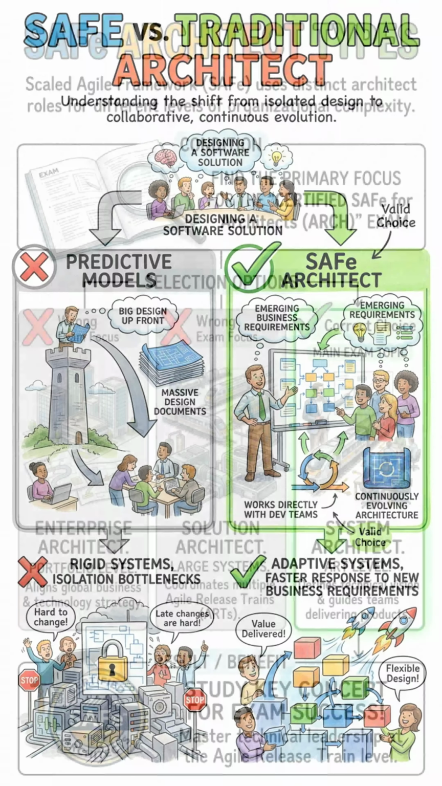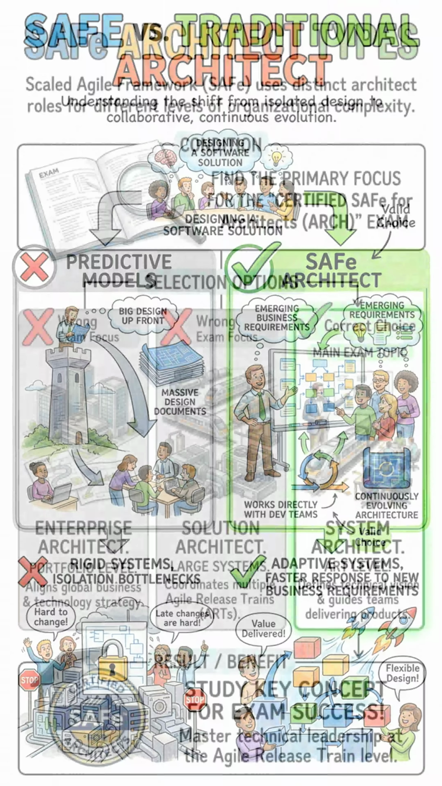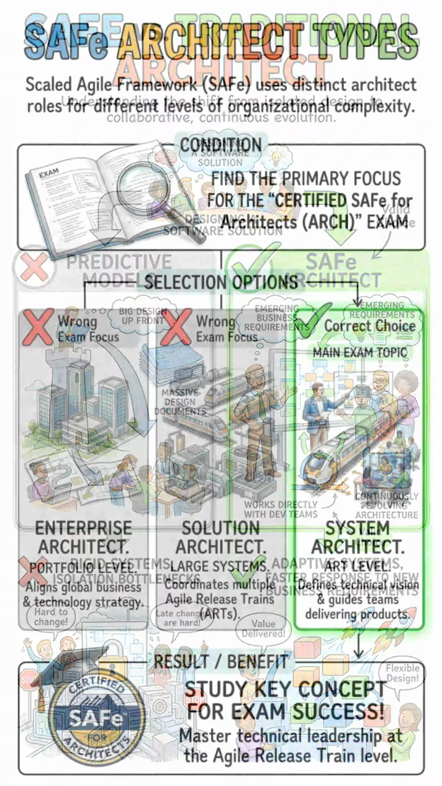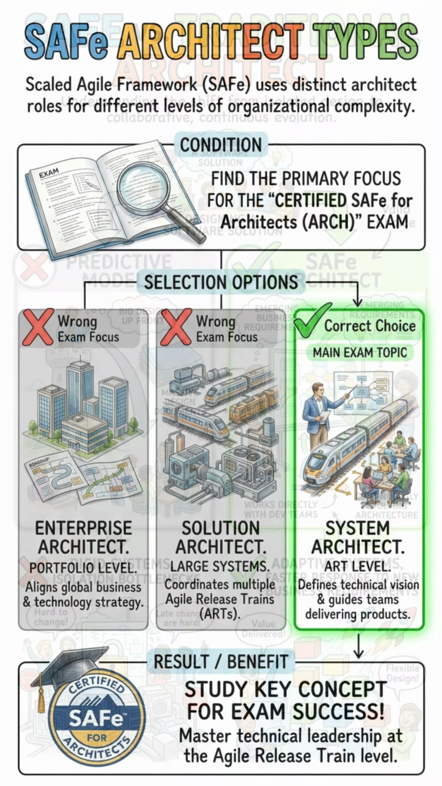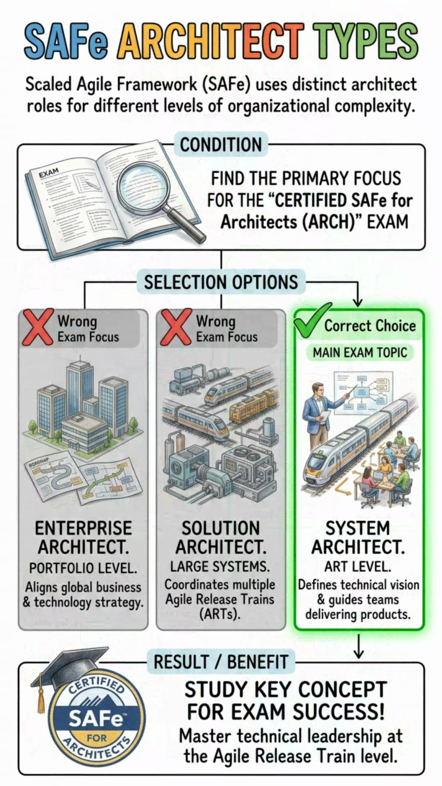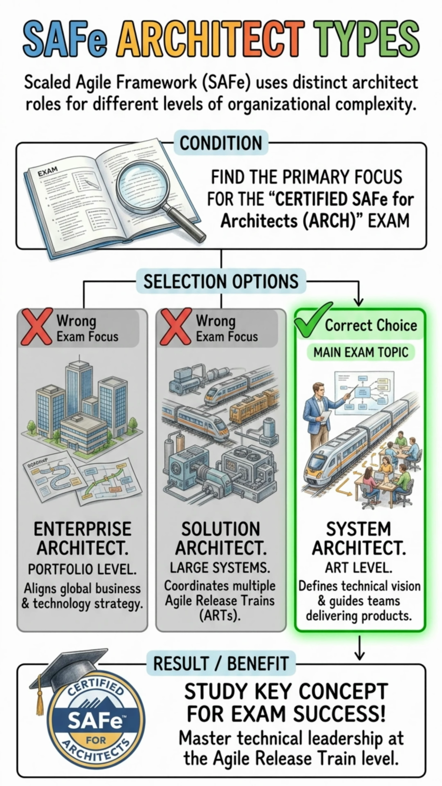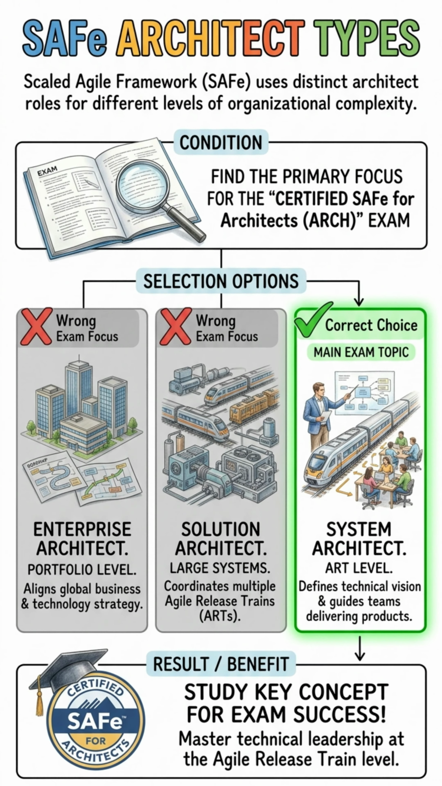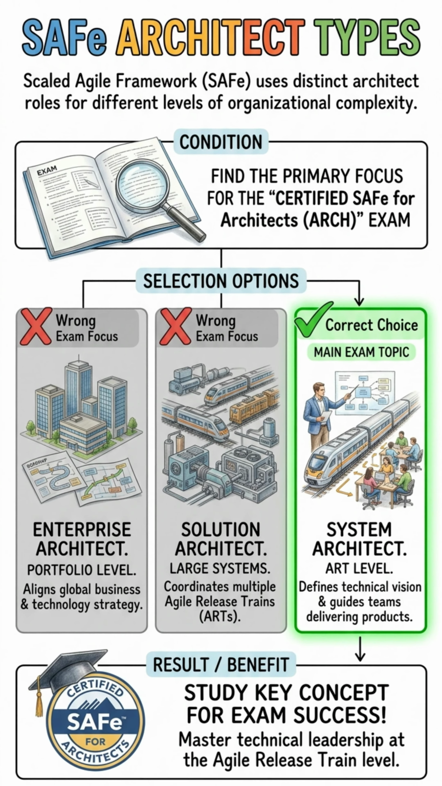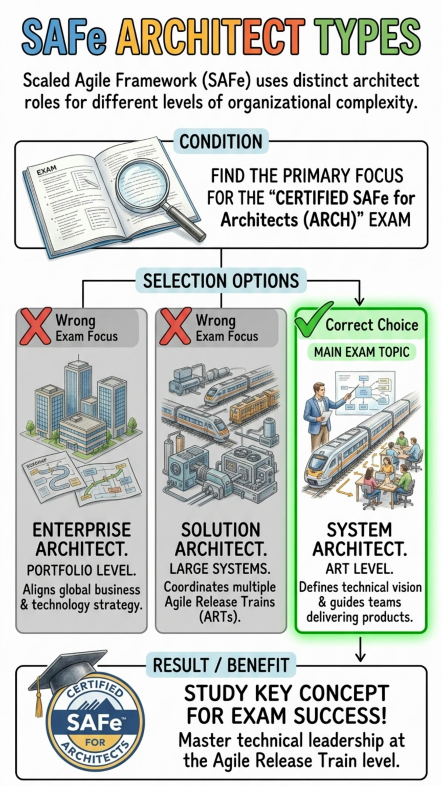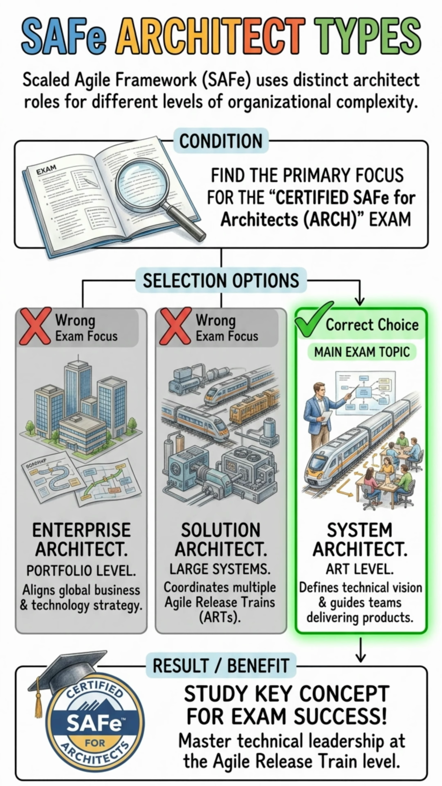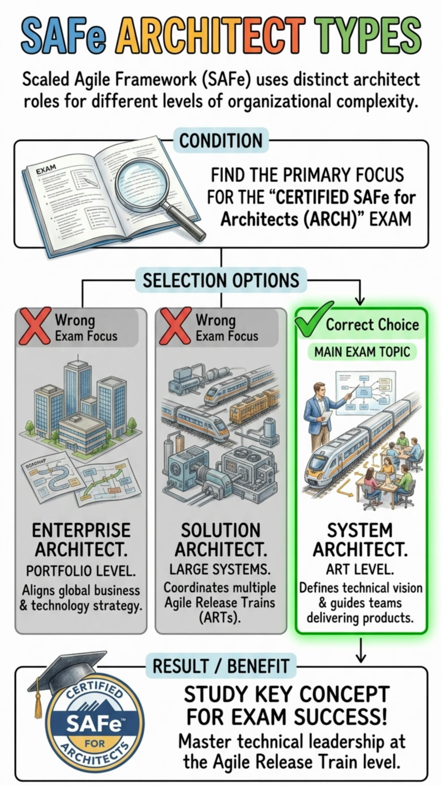The Scaled Agile Framework defines 3 specific types of architects to handle different levels of complexity. First, we have the enterprise architect, who aligns the overall technology strategy with the business goals of the entire portfolio. Next is the solution architect, who focuses on designing large, complex systems that require multiple release trains to build. Finally, there is the system architect, which is often the primary focus of this exam, who works at the agile release train level to guide the technical vision for teams delivering specific products.